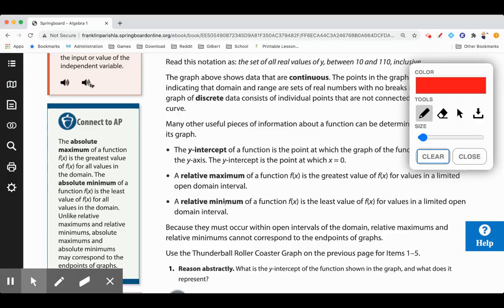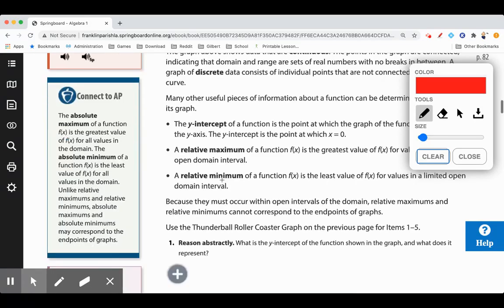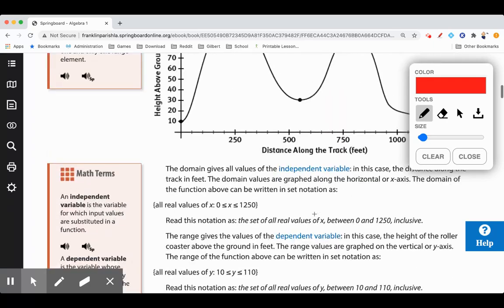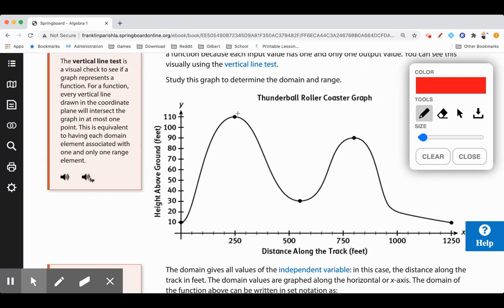Relative minimum and maximum, okay? Remember that they cannot correspond to the endpoints of the graphs. Relative minimum and maximums cannot be at the endpoints. They have to be in between, okay? Maximums are the heights, the tallest points. Minimums are the low points. And as long as it's not the endpoints, okay?